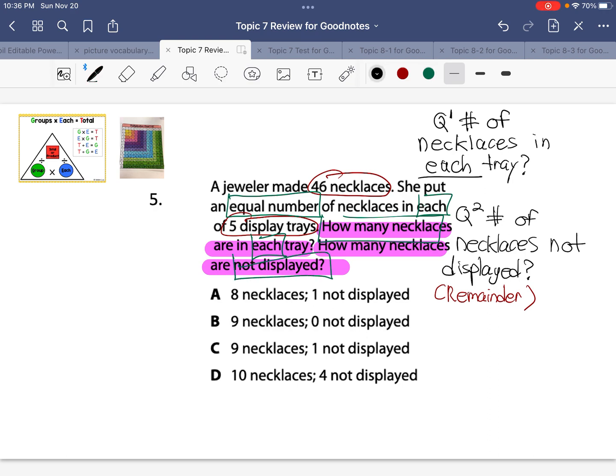So I'm going to do my get just to make sure that that's what I'm doing. I'm dividing, so I have my groups, my each, my total. So my total is 46. My each, if I look at my question, number of necklaces in each tray. If it's in my question, I don't know it. My groups are going to be my 5 trays. Okay, so if I know my total, I know my groups, but I'm looking for my each. I'm going to divide. So I'm going to be dividing 46 divided by 5.